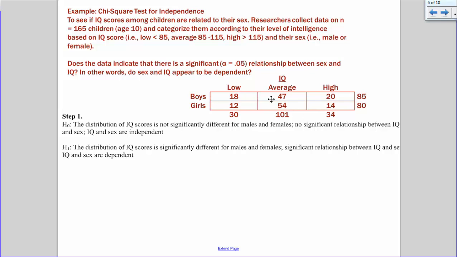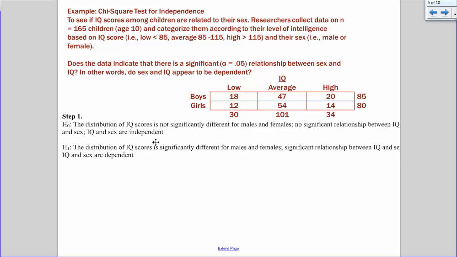Then if you go across this way, we had 18 plus 47 plus 20 equals 85 boys, and 12 plus 54 plus 14 equals 80 girls. So just breaking down the data for you so you understand what these numbers represent. And we want to know if there's a significant relationship between sex and IQ, or in other words, do sex and IQ appear to be dependent?